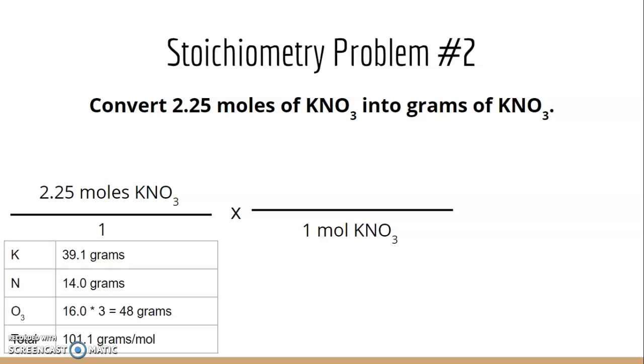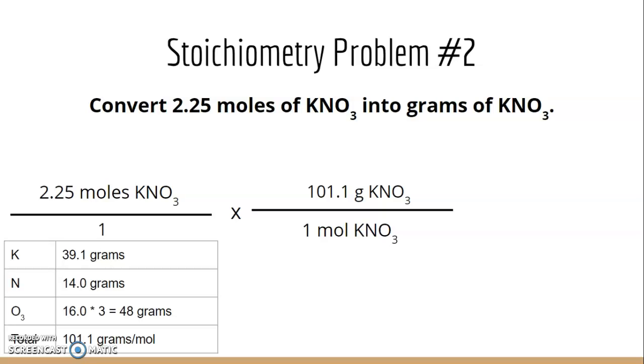So we know the molar mass of K is 39.1 grams. We know the molar mass of N is 14 grams. And the molar mass of oxygen is 16. But since we have 3 of that 16, we are going to multiply 16 by 3 to get 48 grams. And then, in order to calculate the entire molar mass of KNO3, we are going to add all of that up, and we get 101.1 grams per mole. And that is our molar mass of KNO3.